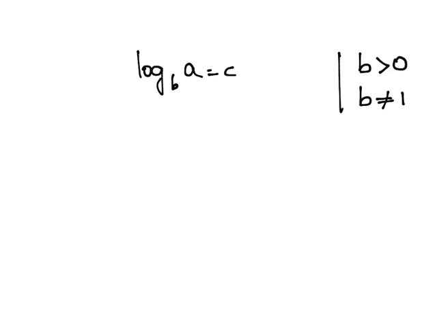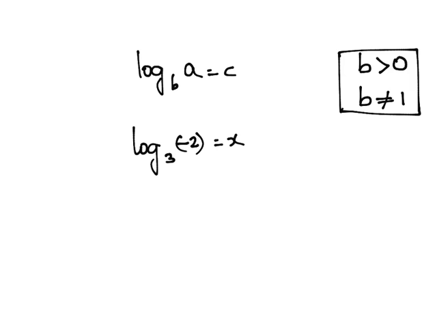Now let us discuss about a. Can a be negative? Let us see an example. Log minus 2 to the base 3. I want to find the value of this. I'll take it as x. So I can write this as 3 power x equal to minus 2. Now we all know that whatever be the value of x, 3 power x can never be negative, isn't it?